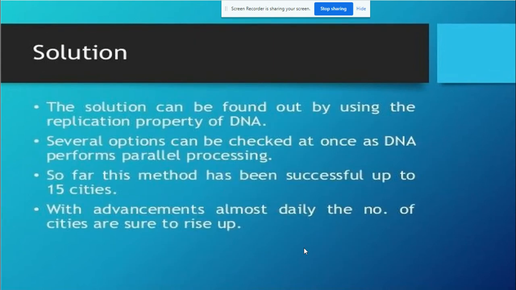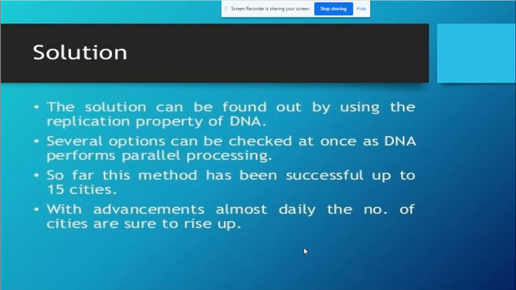The solution of this problem can be found by using the replication property of DNA. Previously I told that replication is like cloning, making one daughter DNA and the other daughter DNA exactly alike. So we are doing the replication of a DNA. Several operations can be checked at once as DNA performs parallel processing.